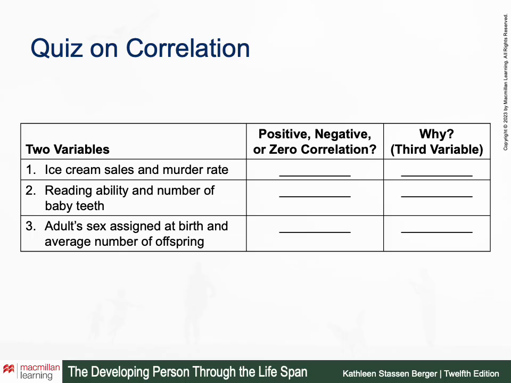Reading ability and number of teeth, that has a negative correlation. And the reason is because of age. Because as a person is older and they have more teeth, they have improved reading. And then the third is adults' sex assigned at birth and average number of offspring. There is zero correlation because each child must have a parent of each sex, and there is no third variable.